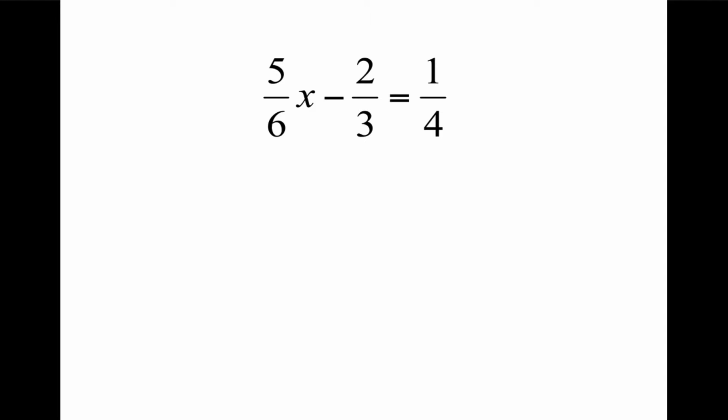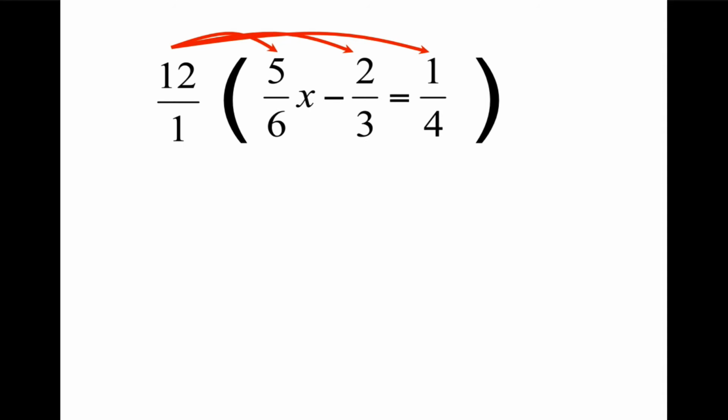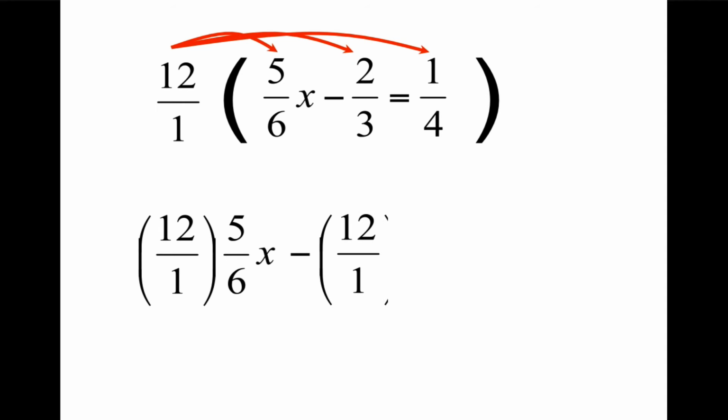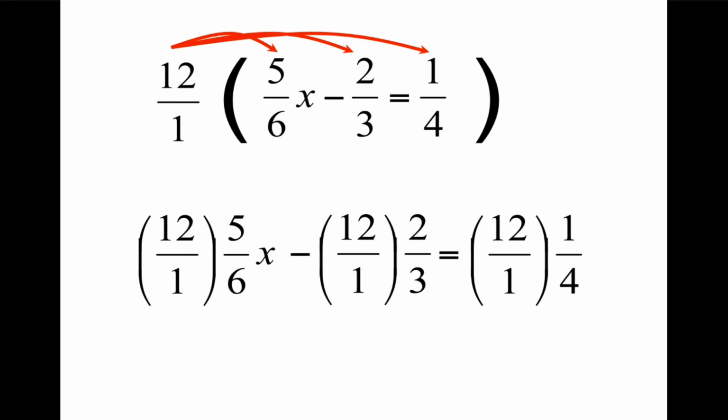So for 6 and 4, the common denominator should be 12. 12 is divisible by 3, so it's going to work. So again, we're distributing 12 on each side of the equation. So we're going to have 12 times 5/6x, 12 times minus 2/3, and 12 times 1/4. So 12 times 5/6x minus 12 over 1 times 2/3 equals 12 over 1 times 1/4.